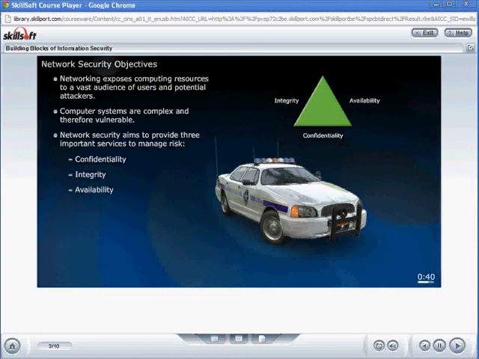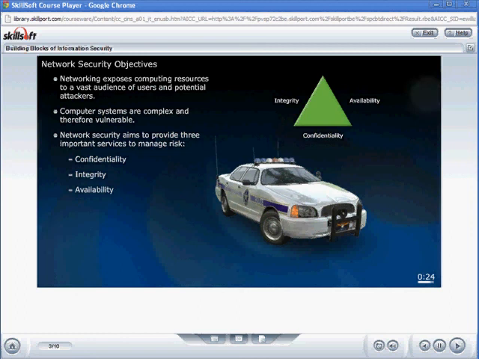There's also availability, making sure that you have the guarantee of data and system availability, and that you have uninterrupted access by authorized users to computing resources and data. So we have to think about the CIA triad.